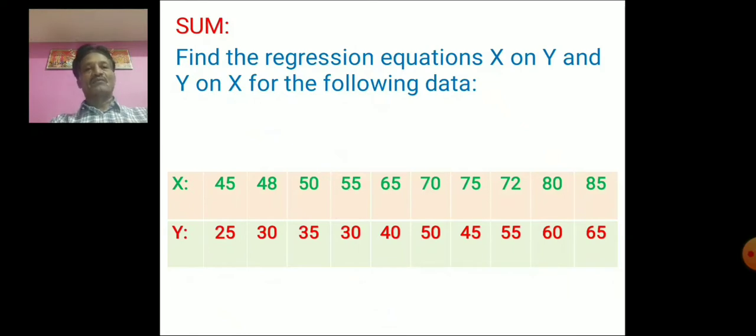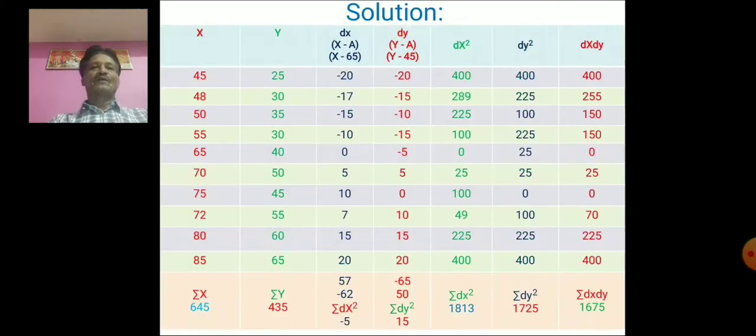The sum is taken from the 12th standard Tamil Nadu State Board book. The x and y variables are given. X values are 45, 48, 50, 55, 65, 70, 75, 72, 80, 85, and the y values are 25, 30, 35, 30, 40, 50, 45, 55, 60 and 65. We are asked to find the regression equations x on y and y on x from the following data.